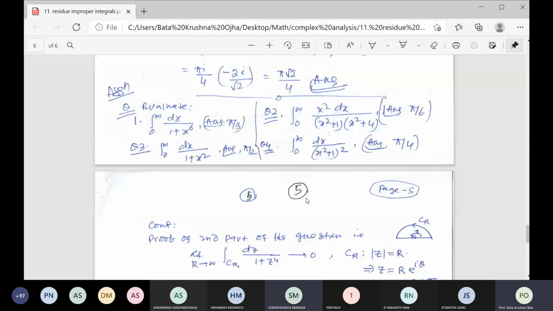Solve this question. I'm solving the fourth number, sir. No, no, the integral of dx by x square plus 1 whole square I have given you. You have solved this question and got the answer pi by 4. Sir, I haven't got the answer yet, but I'm doing it, sir.